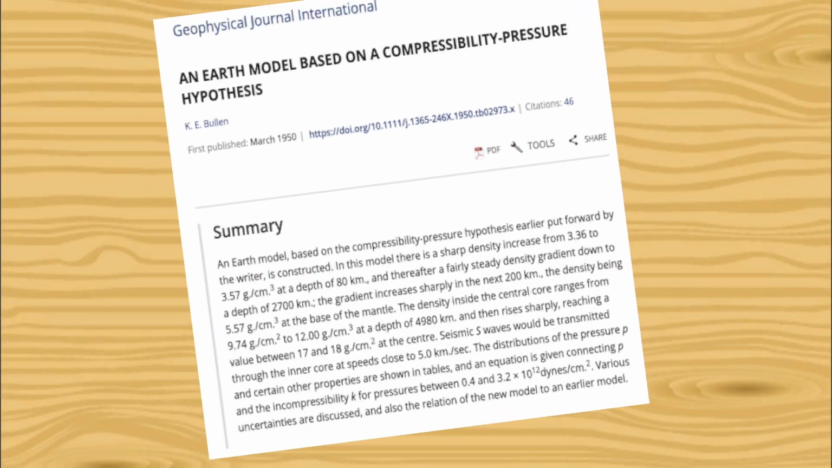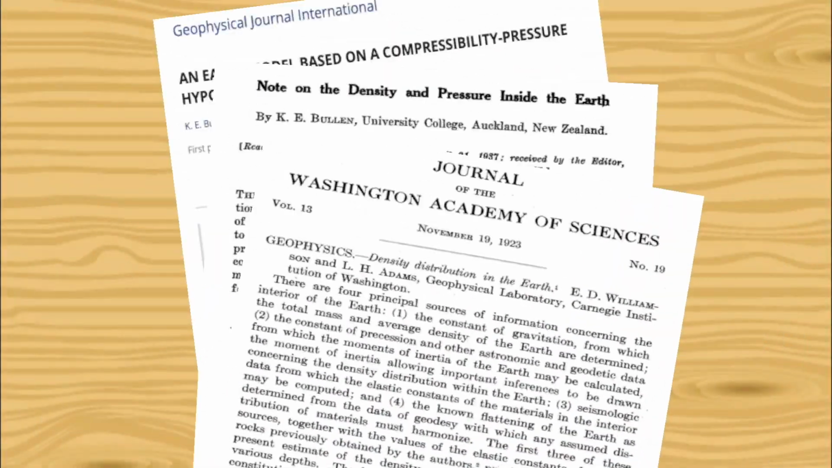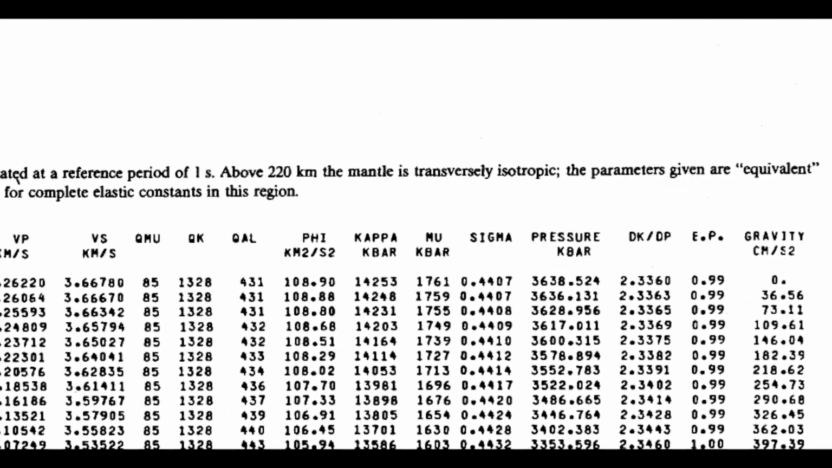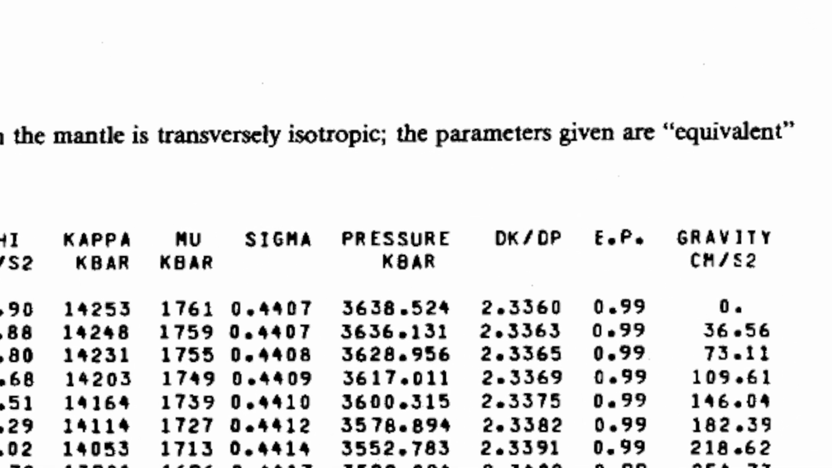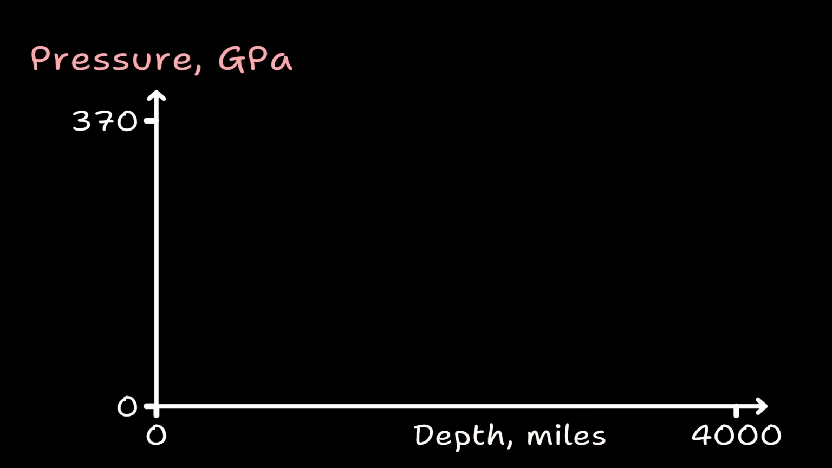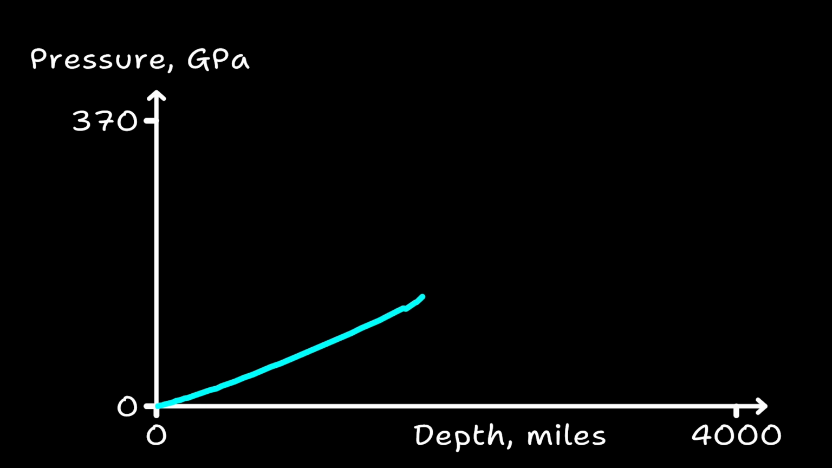There are papers that use seismic measurements to determine the conditions at various depths. The Preliminary Earth Reference Model, or PREM, provides tables of pressure at different depths. Let's put this data onto a graph. I'll put depth in miles on the x-axis and pressure in gigapascals on the y-axis. As we move from the surface of the Earth on the left towards the center on the right, the pressure increases. Let's add some meaning to these numbers.